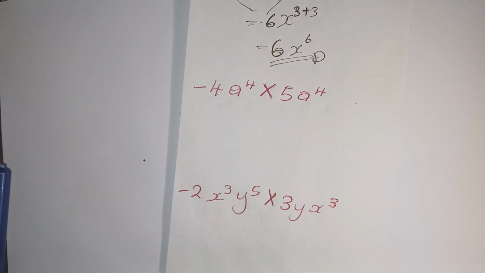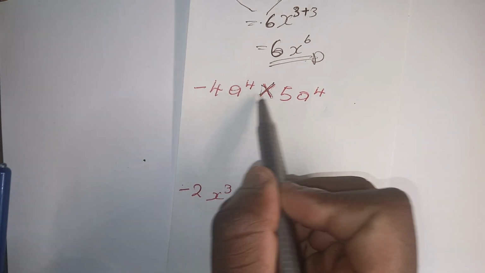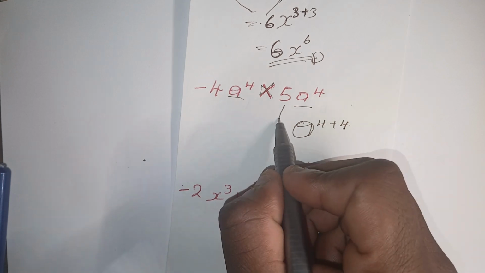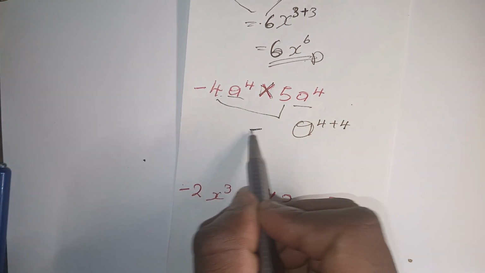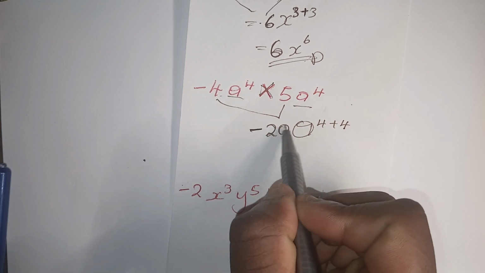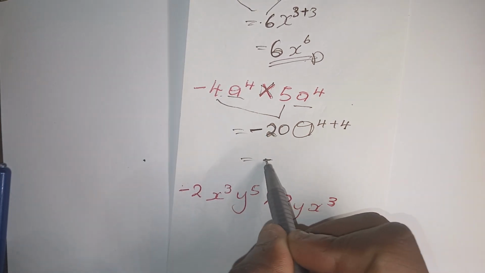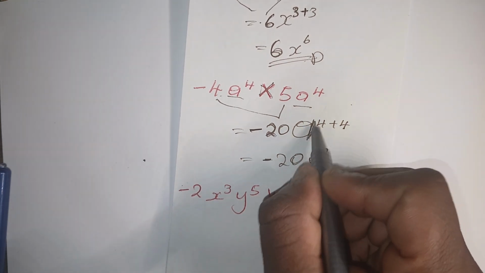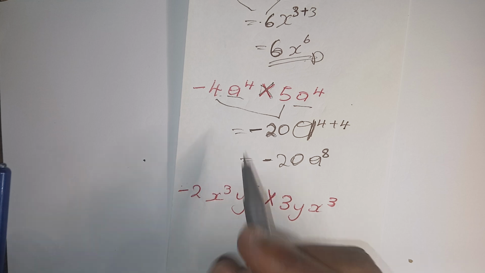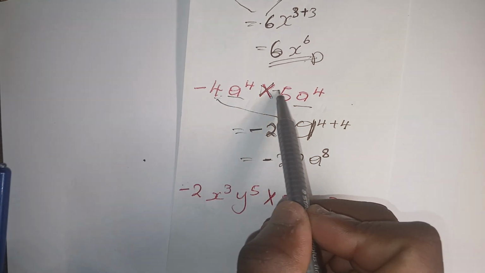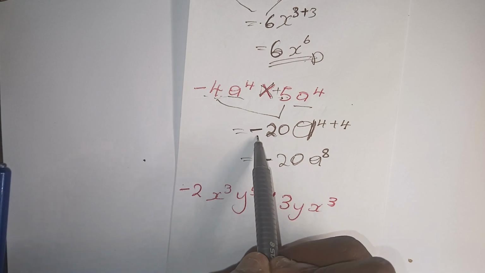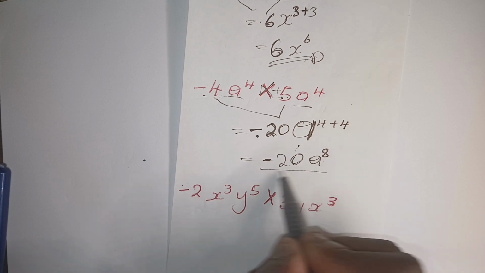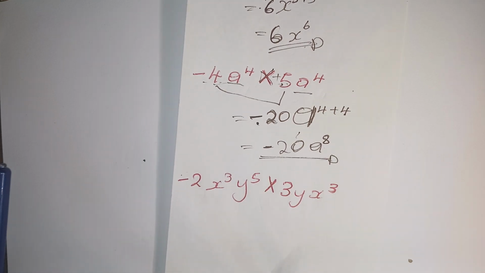Here's another one. When you multiply the same base, we add the exponent. And now when we multiply different signs, we get negative 20. So this is negative 20 a to the exponent 8. This one, guys, is a to the exponent 8. When you multiply different signs, you get negative. Negative 20 a to the exponent 5. Straightforward, no need for you to doubt.